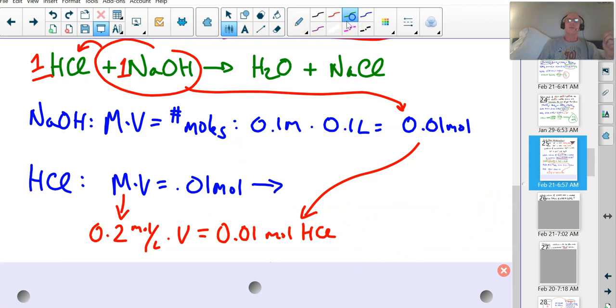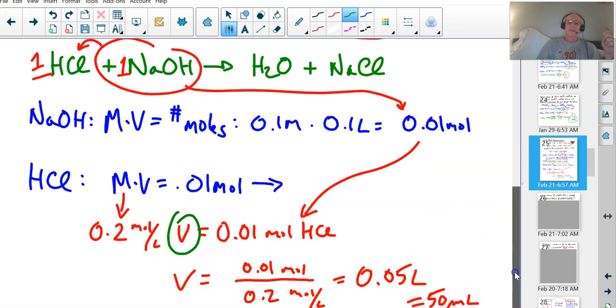The one thing we don't know is the volume, but that's an easy problem to solve now. That's an easy algebraic problem. So solving for V, it's 0.01 divided both sides by 0.2, and 0.01 divided by 0.2 is 0.05, and that's in liters, remember. So if you need to, convert to 50 milliliters.